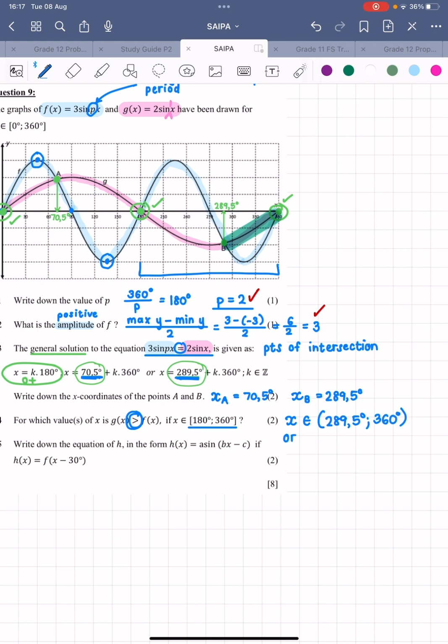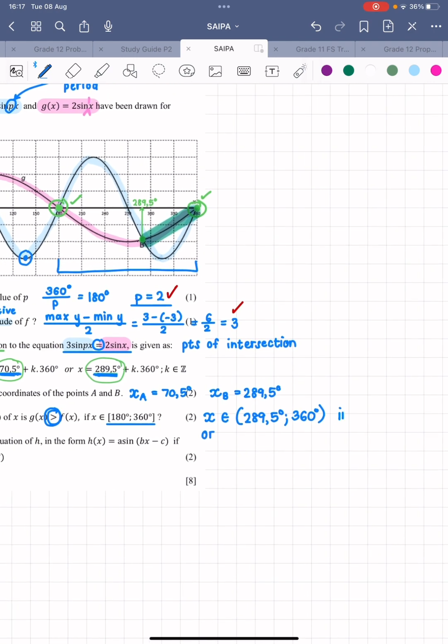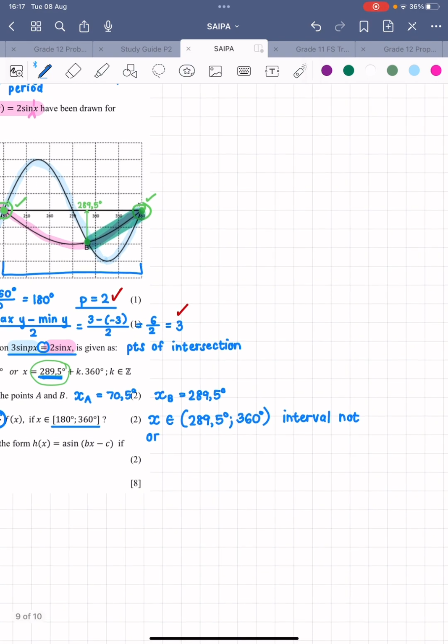Or if you prefer, you can write this in interval or inequality notation. Sorry, this is interval notation. The notation where you use the brackets, where you say x ∈, which is for element of. So x is an element of, and then you have your round bracket if it's excluded and a square bracket if the value is included. Or you can write it in inequality notation. Sorry, I keep making that mistake. So 289,5 degrees smaller than x smaller than 360. That is inequality notation. You can decide which notation you prefer. Both will get you the same amount of marks. Both are correct.